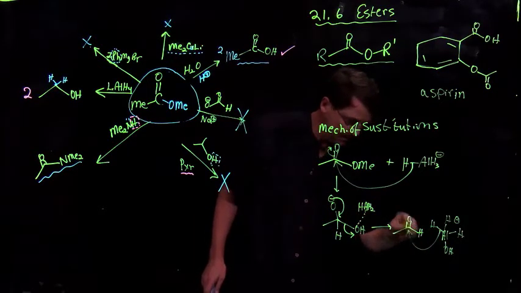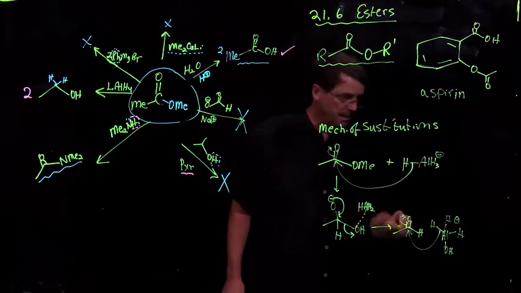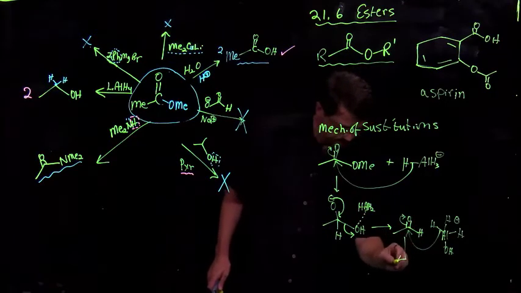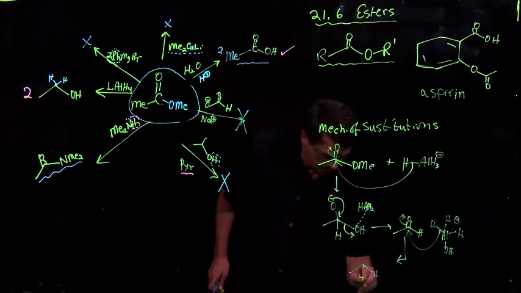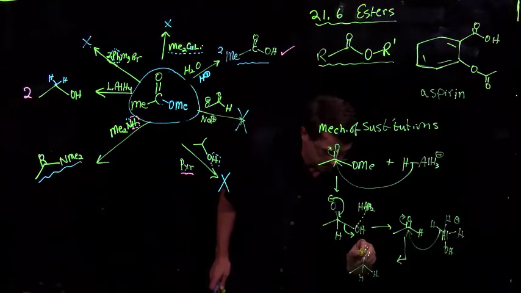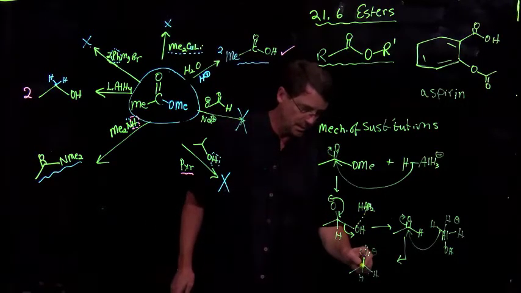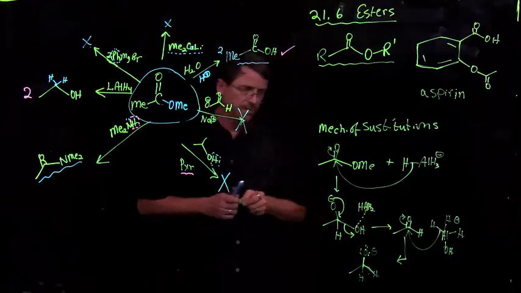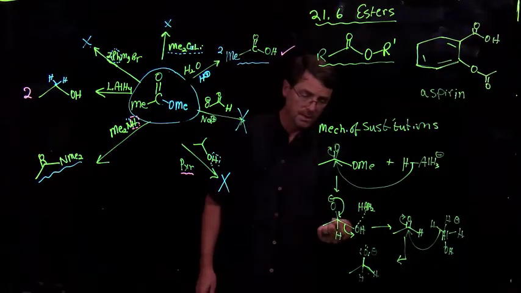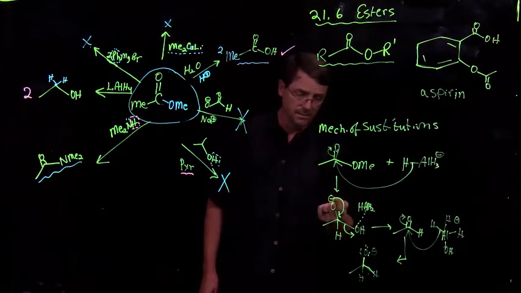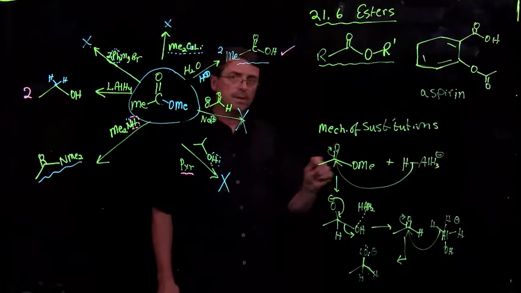Then the second equivalent adds, we create another tetrahedral intermediate. And this alkoxide then is protonated on workup. All right, so that's the fundamentals of the mechanism. Make sure you can push the arrows and you know the difference between a carbon nucleophile or a hydride nucleophile adding, which is irreversible, and other nucleophiles that are reversible in their addition.